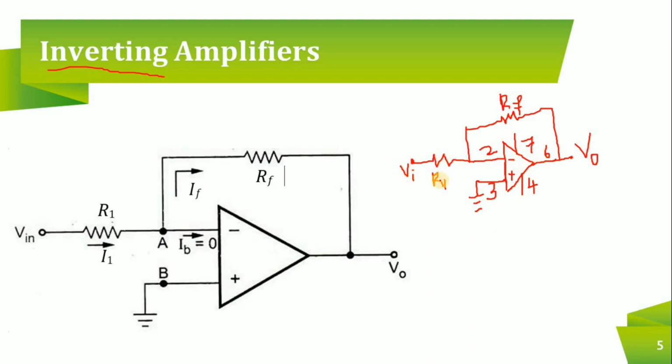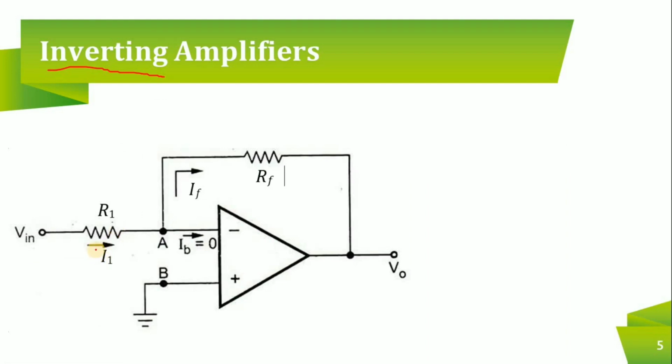If you just see this, R1 is the input resistance connected to 2. RF is the feedback connected from 6 to 2. From output to input, you are taking the feedback. To which terminal are you taking the feedback? You are taking the feedback to the negative terminal. So it is a negative feedback. This offers a negative feedback for the inverting amplifier. In most cases, we will go for negative feedback because it has several advantages, and only for a few circuits are you going with positive feedback. So this is about the circuit.